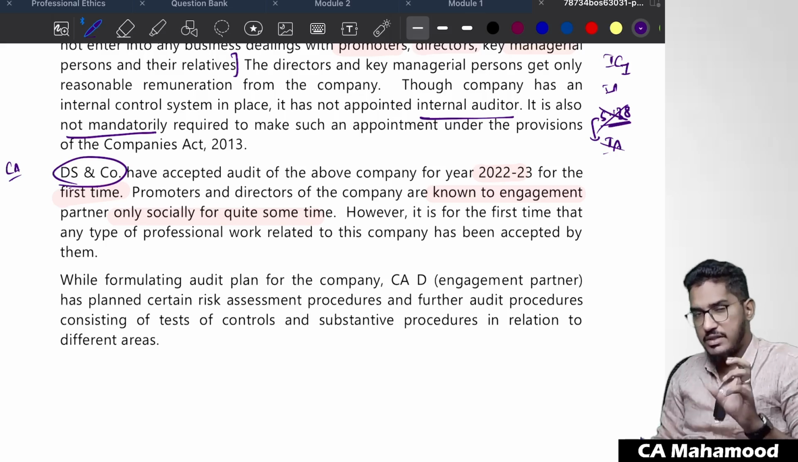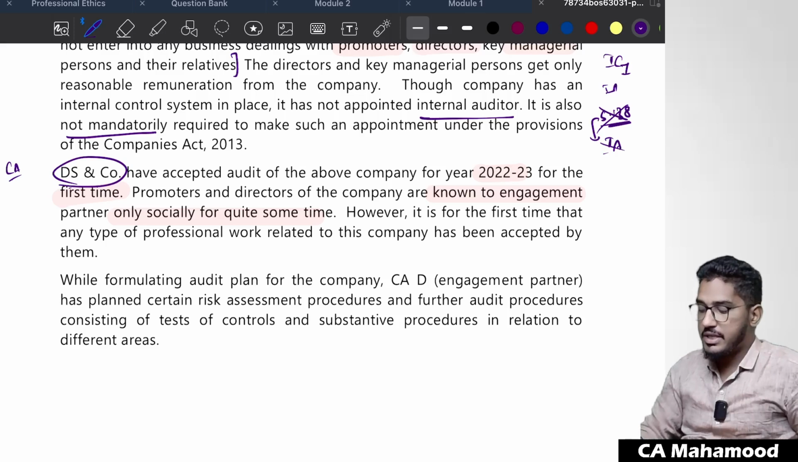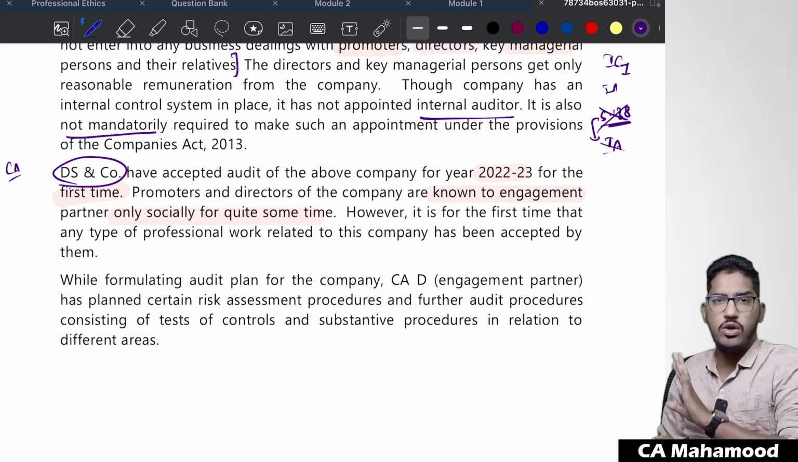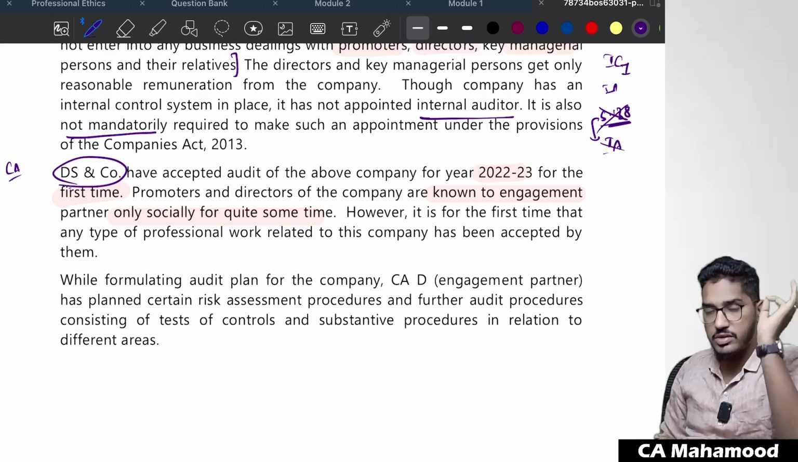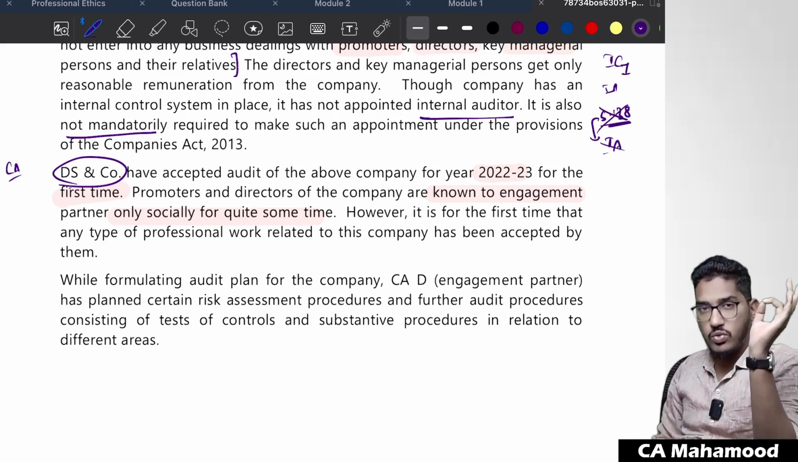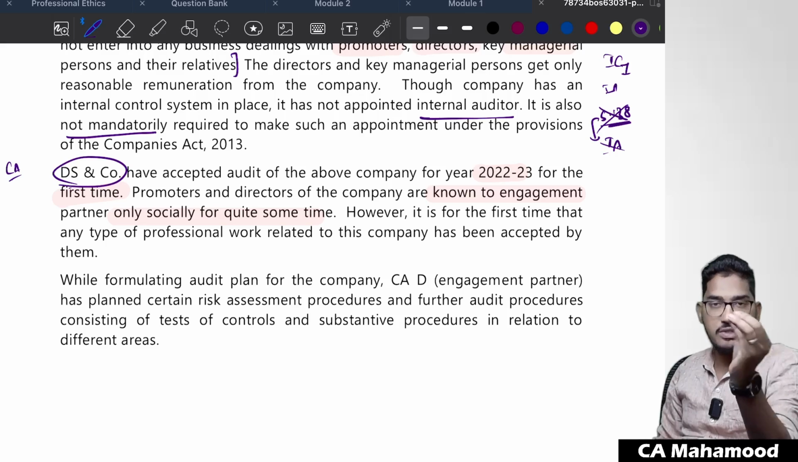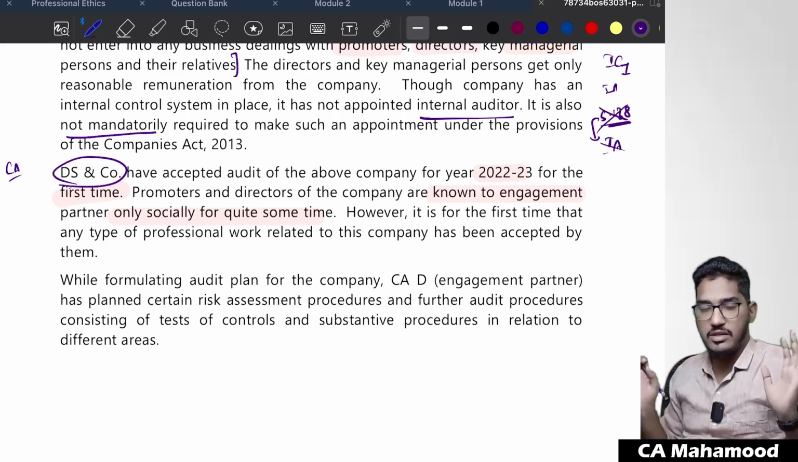That means they know them only as a part of some social gatherings, and that too for a very short period of time. That means here they are trying to say there is no close relationship. The engagement partner is not so familiar with the promoters and directors. The promoters and directors have been known to the engagement partner very recently, and they have met at a social gathering. There is no personal relationship here.